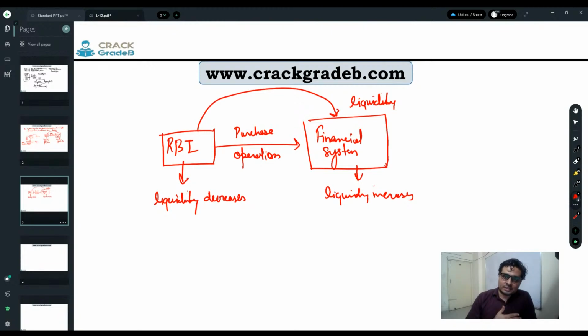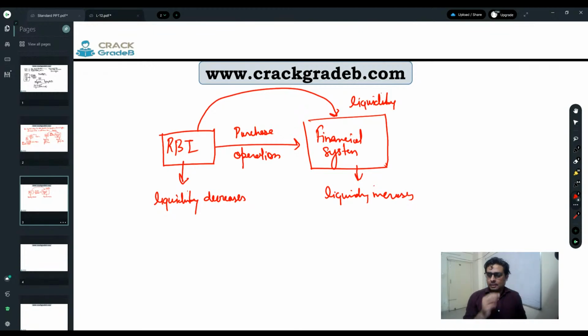So if I purchase something, I am going to increase the liquidity of the person from whom I purchase. If RBI is purchasing, RBI's money is going to decrease, and the money where it is purchasing from is going to increase. And remember, it is not just going to increase the liquidity of the banking system, it is going to increase the liquidity of the entire financial system.